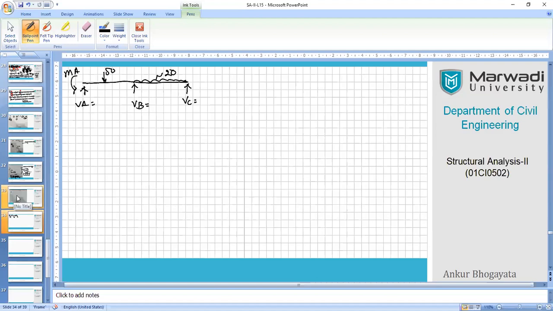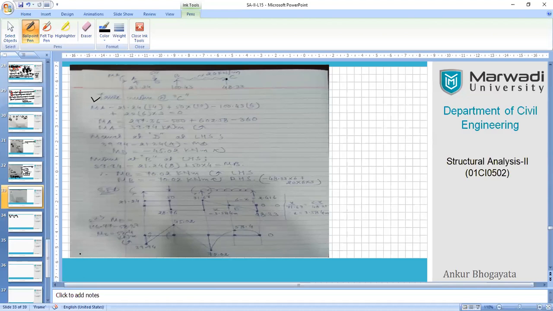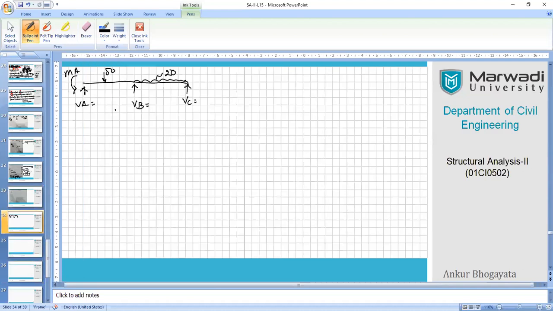Let me once again confirm the values for all the reactions here. VA is 21.24, this is 100.43, and here it is 48.33. Now you can come into the action. I want you to answer this question. Give me the value of MA. Who will give me the value of MA?